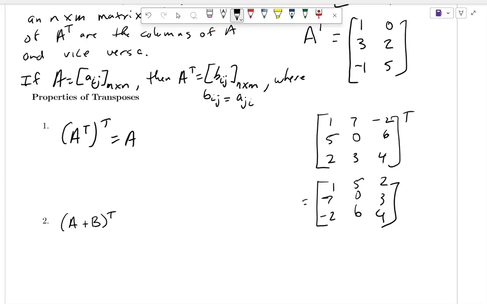If I add two matrices together and then transpose them, I might as well have just transposed them first and then added. This works because of the way that we add, right? We just add entry-wise. So I can either add across the rows first and then flip the row into a column, or flip the rows into columns first and add them together. They're still in the same relative spots, so it doesn't change anything.